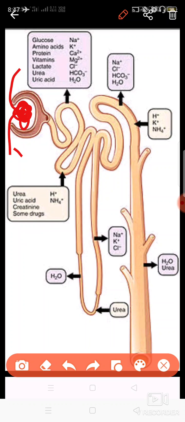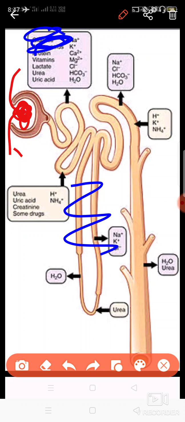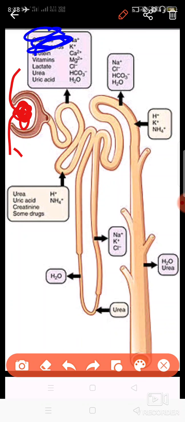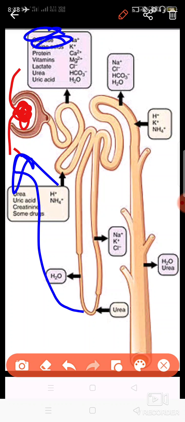Meaning whatever things are required, like glucose, amino acids, proteins, vitamins, lactate, all these things are again reabsorbed here. And because many blood capillaries are present here, due to the veins, all the things which are required or not required, due to the difference in the diameter, are again brought into the blood, and that blood can be brought into this portion for further filtration.